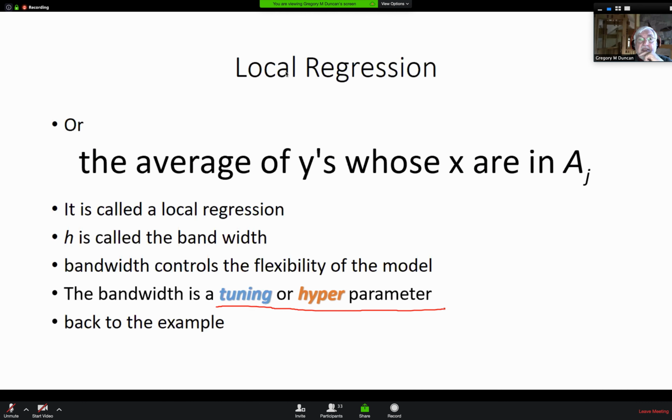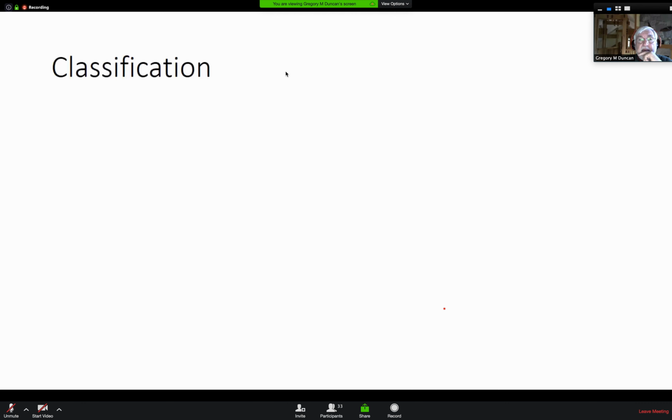So back to the example. Oh, not back to the example. Sorry about that.